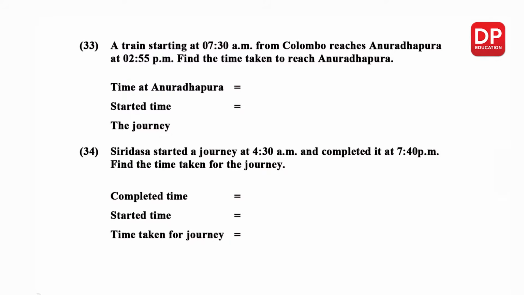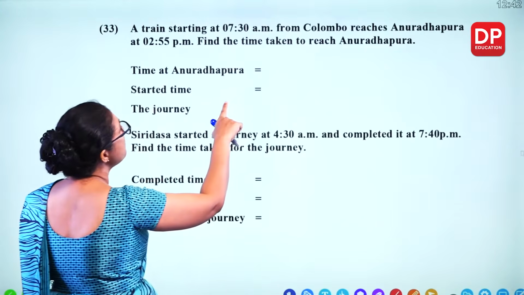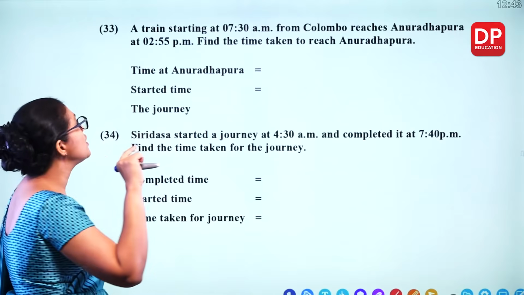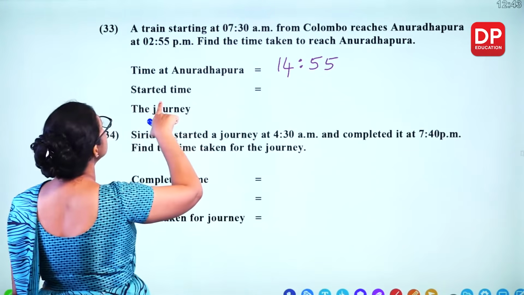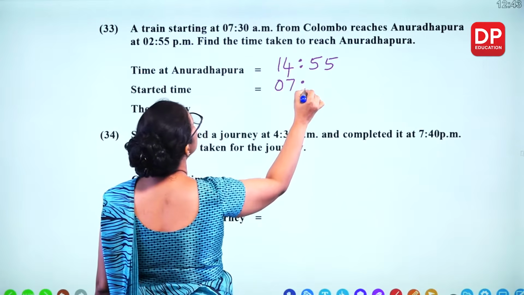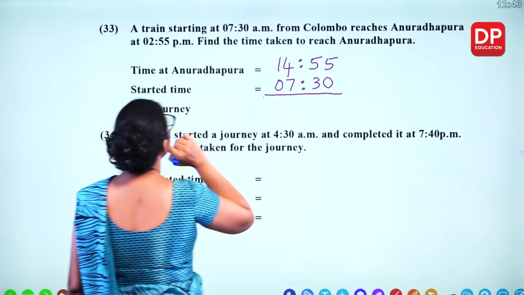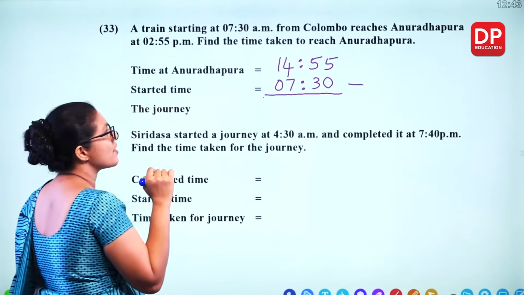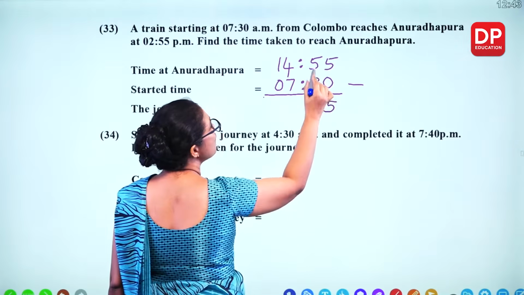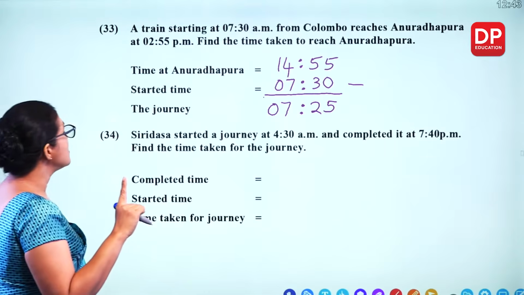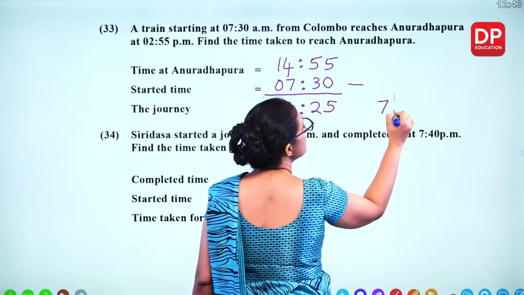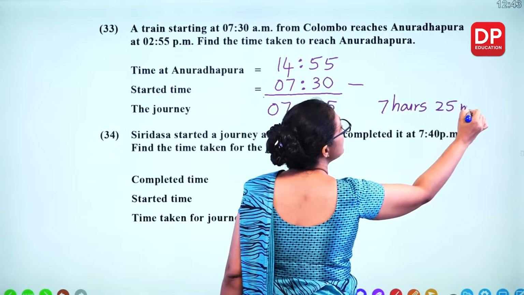A train starting at 7:30 a.m. from Colombo reaches Anuradhapura at 2:55 p.m. Find the time taken to reach Anuradhapura. So, what's the time at Anuradhapura? 2:55 in 24-hour clock, 14:55. Started time is 7:30 a.m. So, you can write 7:30. 7 hours, 30 minutes. The journey is, you take the subtraction. 5 minus 0, 5. 5 minus 3, 2. Here 14 minus 7, 7. 7 hours and 25 minutes. You can write 7 hours, 25 minutes.